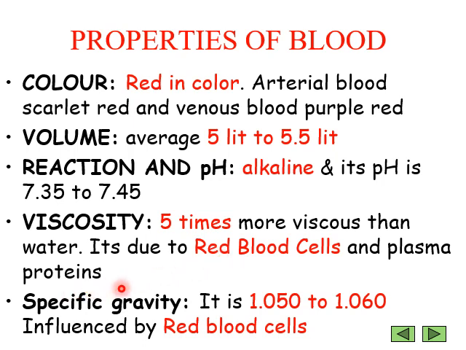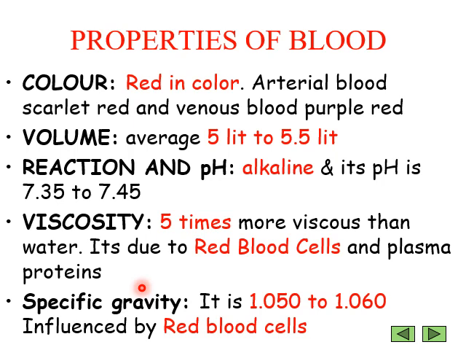Next property is the specific gravity, which is also known as relative density. Now, what is actually the specific gravity? It's the ratio of the density of a substance to the density of any given reference substance. Since here we are using blood, we are taking the specific gravity of blood, so we will compare it with water. Both are liquids, so we compare it with water. So how do you calculate the specific gravity of blood? You take the density of blood divided by the density of water.